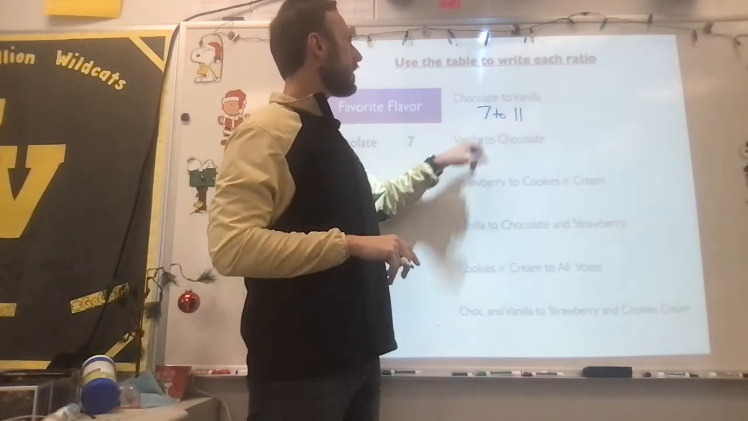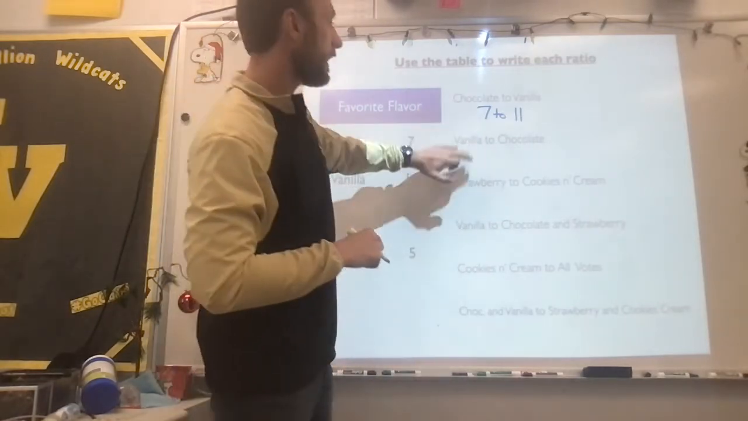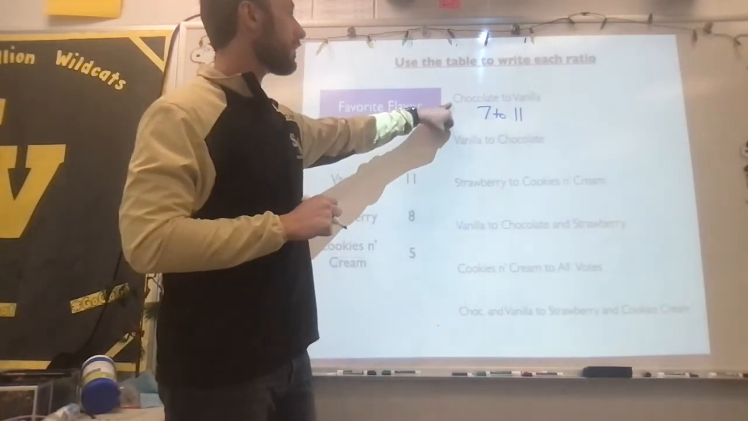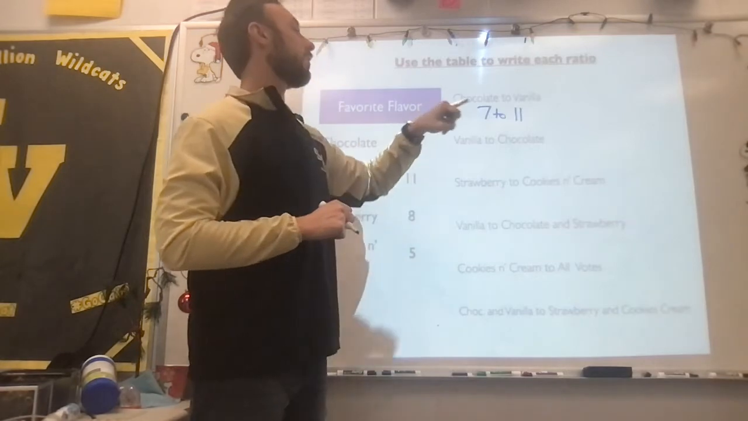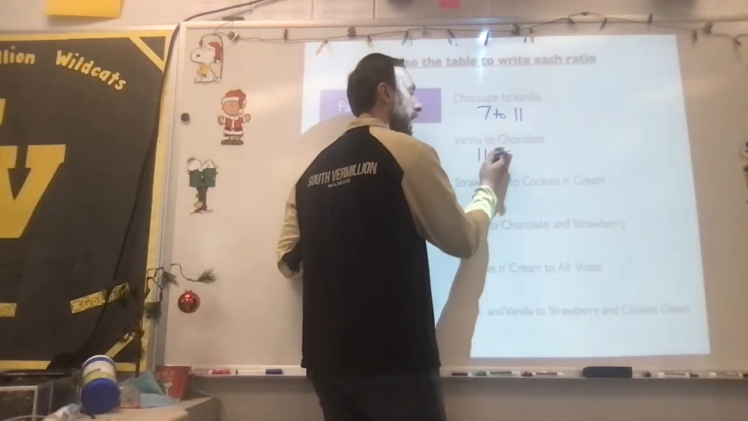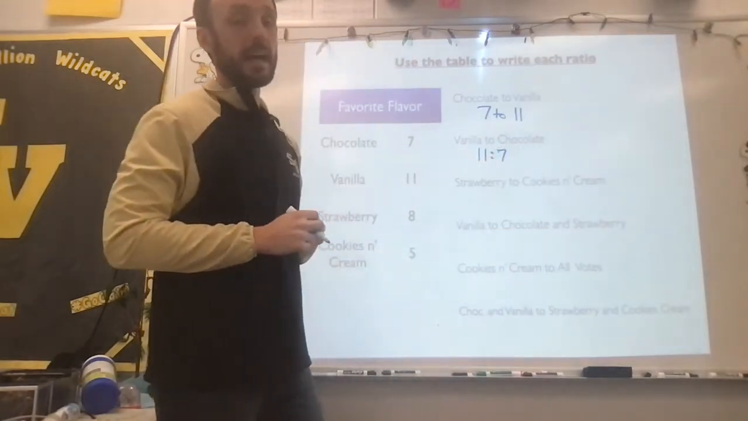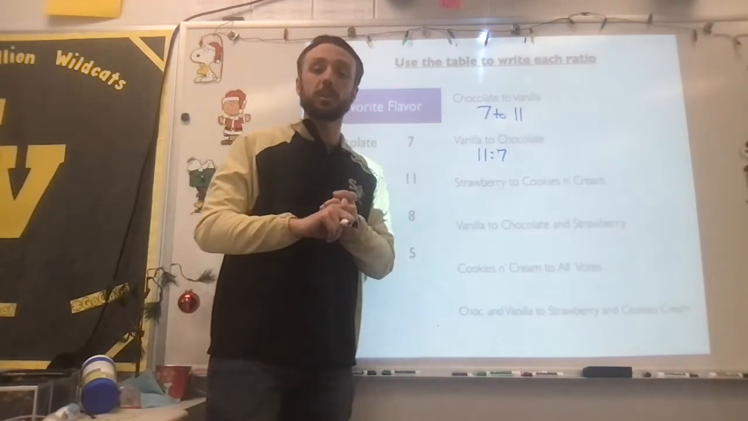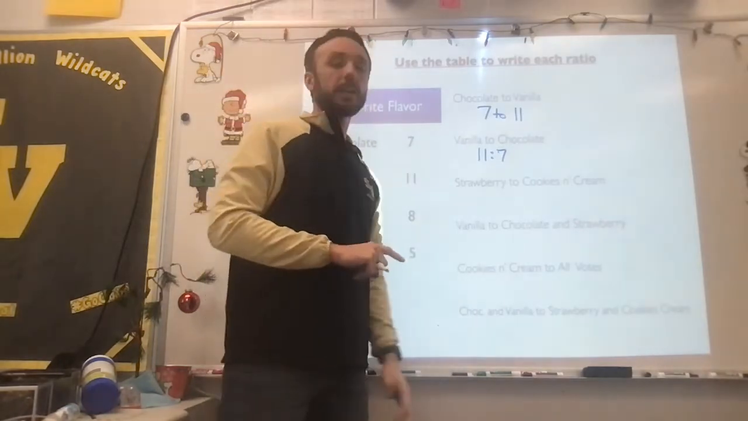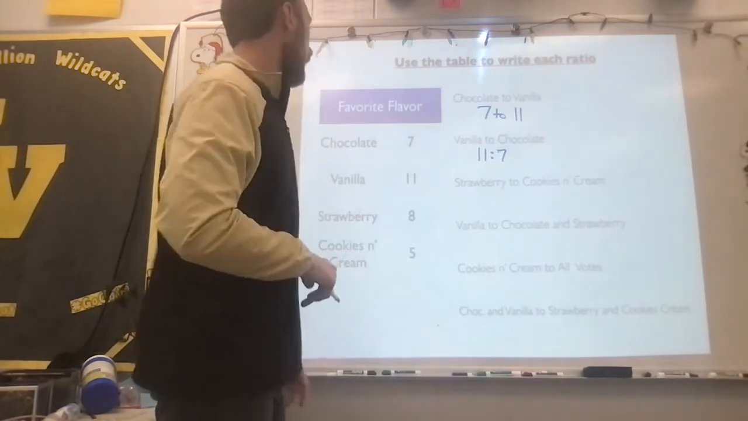The next one says vanilla to chocolate, which is kind of similar to the one above, but the point I'm trying to make here is it matters what order it comes in, okay? So if the word chocolate comes first, the chocolate votes come first. If the word vanilla comes first, the vanilla votes come first. So order is important with ratios. You have to write it in the same order as the question. I used a colon this time. Did I have to? No, I can use any of them interchangeably. So I can use a colon, the word "to", or a fraction. I'm going to kind of change it up for each one just to remind you that there is more than one way to write a ratio.